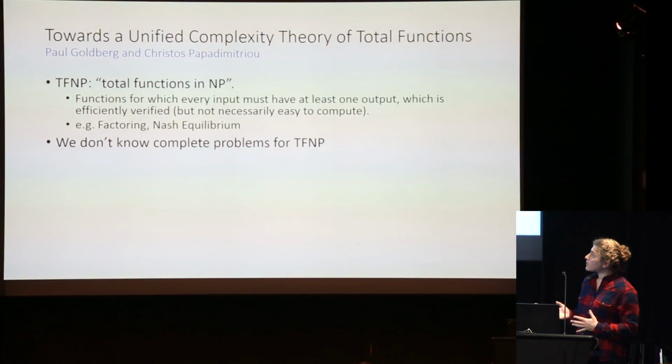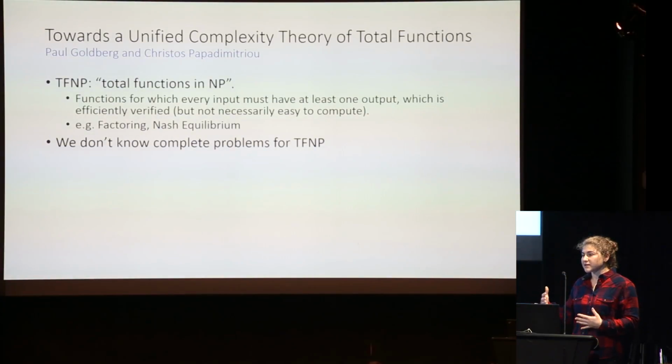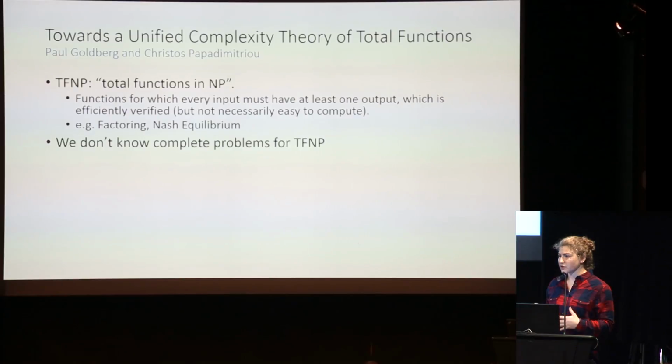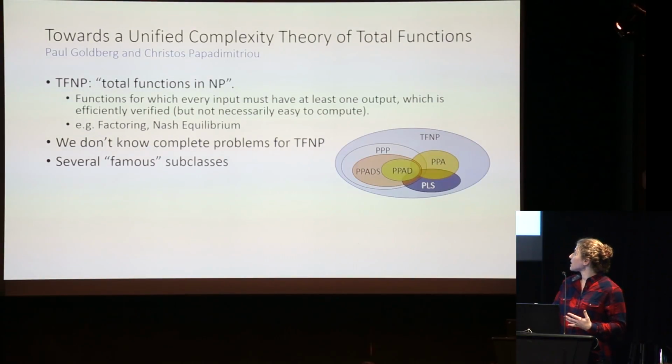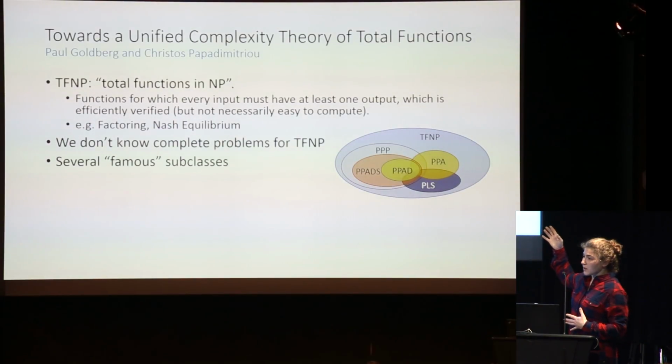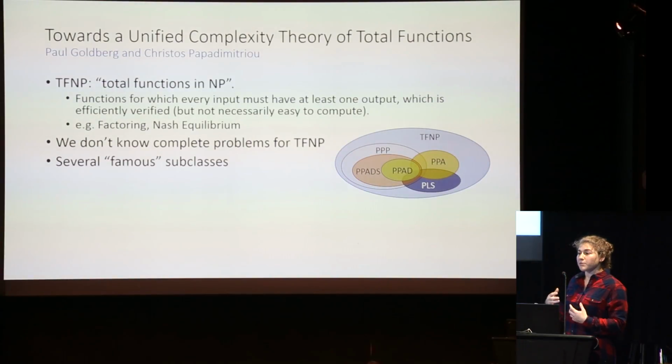And for TFNP, we don't know any complete problems. And also, in some sense, it's unlikely that there will be any complete problems for TFNP. There's some evidence that points to that. But there are several famous subclasses of TFNP, like PPP, which contains PPAD and PPADS, and PPA and PLS. These are all complexity classes which are defined by complete problems like pigeonhole principle, or every DAG has a sink. And these famous subclasses all do have complete problems.